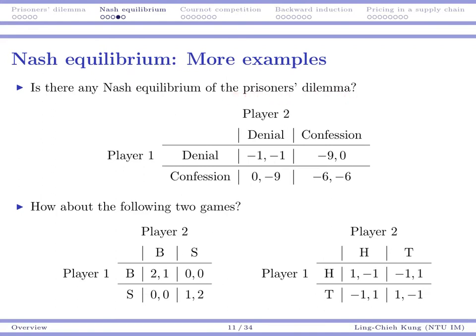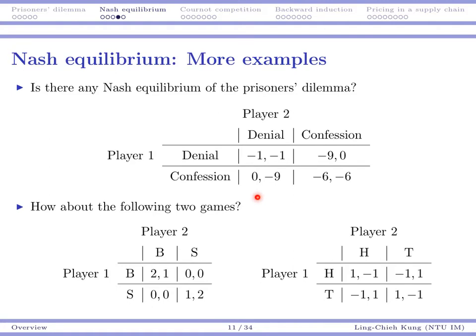For the prisoner's dilemma, we may again, for each of the action profiles, verify whether it is a Nash equilibrium. This one is not, because player 1 has the incentive to unilaterally deviate: 0 is greater than -1. Denial and confession is again not, because player 1 has the incentive to move to confession, because -6 is greater than -9.